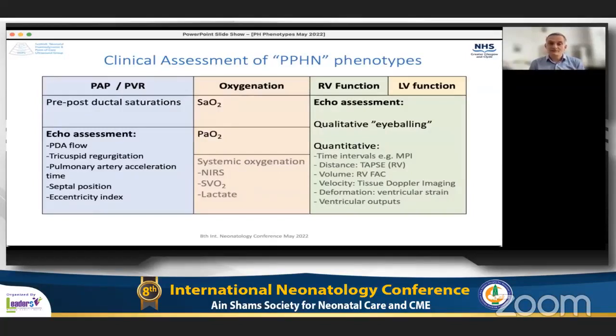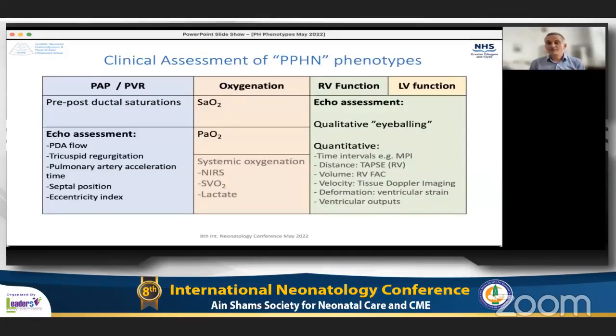We assess oxygenation by looking at oxygen saturations and partial pressure of oxygen, as well as measures of systemic oxygen delivery, including near-infrared spectroscopy, systemic venous oxygen saturations, and plasma lactate.